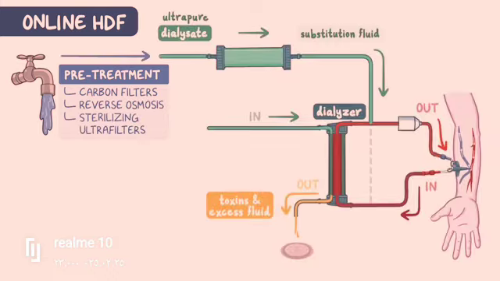In online HDF, potable water undergoes extensive treatment with carbon filters, reverse osmosis, and sterilizing ultrafilters, with one ultrafilter being installed into the circuit before the site of infusion. This allows delivery of sterile, non-pyrogenic fluid to the patient and use of online substitution fluid instead of saline for priming, infusion, or as a bolus administration.